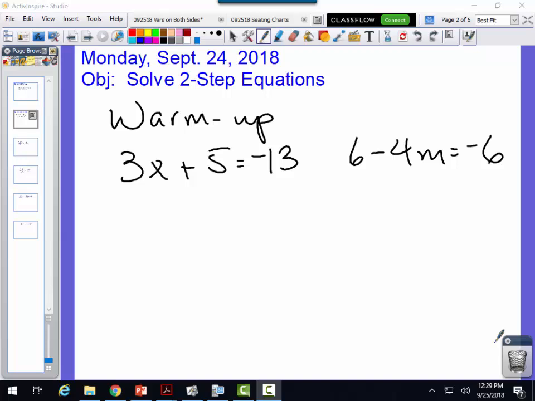Hello class. Today let's talk about solving two-step equations again. This will be the second or third day that we've done this, but today I'm going to throw in a twist. Okay, so let's review the process of solving two-step equations real quick.